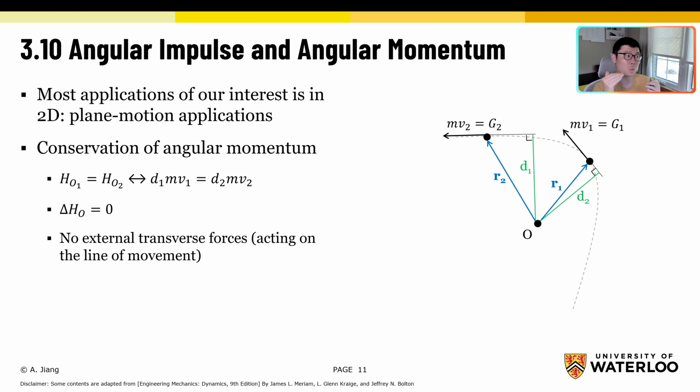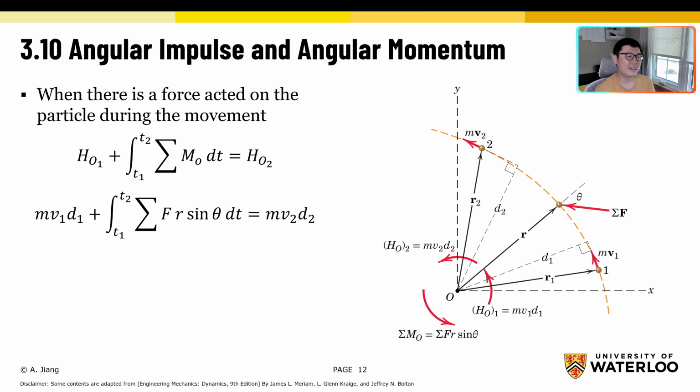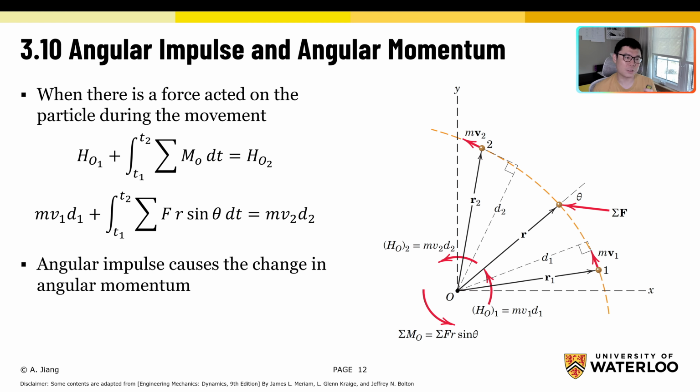Okay, there are two directions. One is going with the direction of traveling. One is perpendicular. The perpendicular one won't impact the conservation of angular momentum. Finally, looking at this angular impulse and momentum principle equation, it tells us from point 1 to 2, when there is a force acting on the particle during the movement, the angular momentum will change from HO1 to HO2. Another way to say this is angular impulse causes the change in angular momentum. Because momentum is usually conserved, but when there is angular impulse applied, the momentum will change.